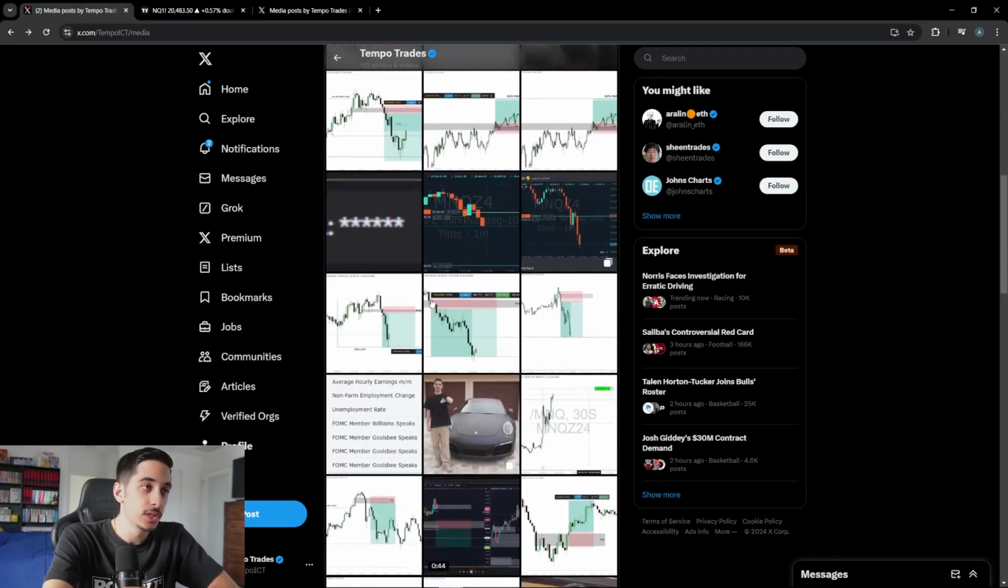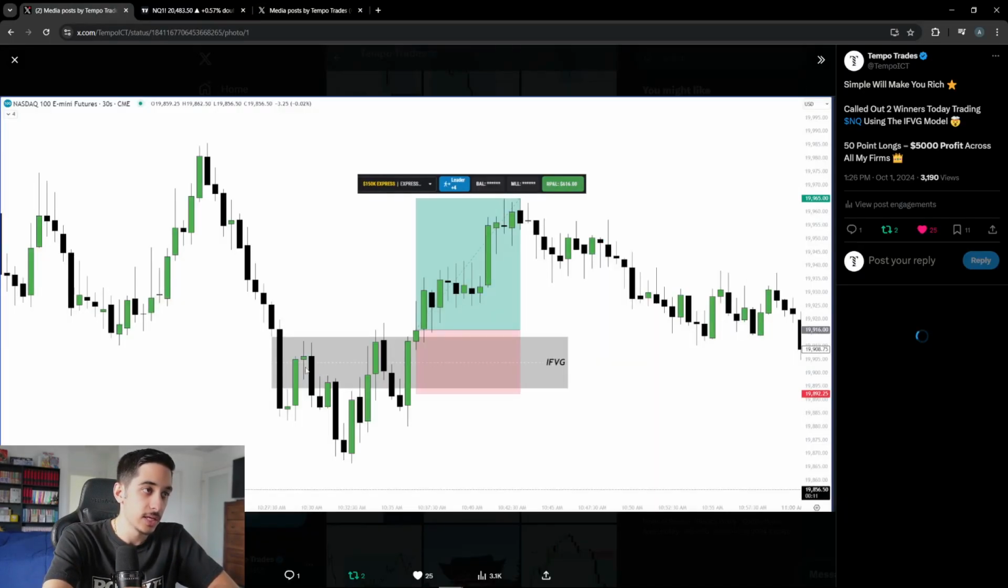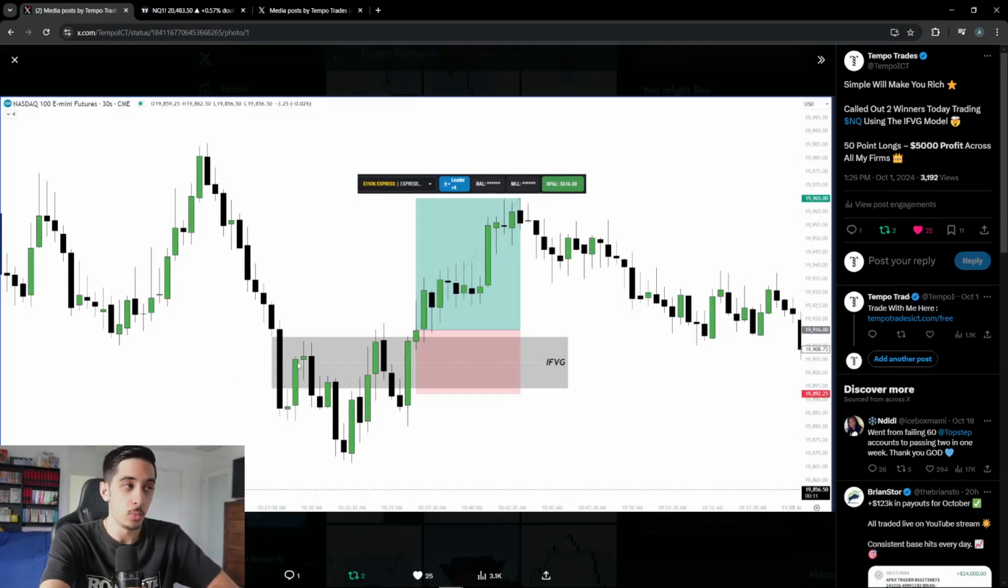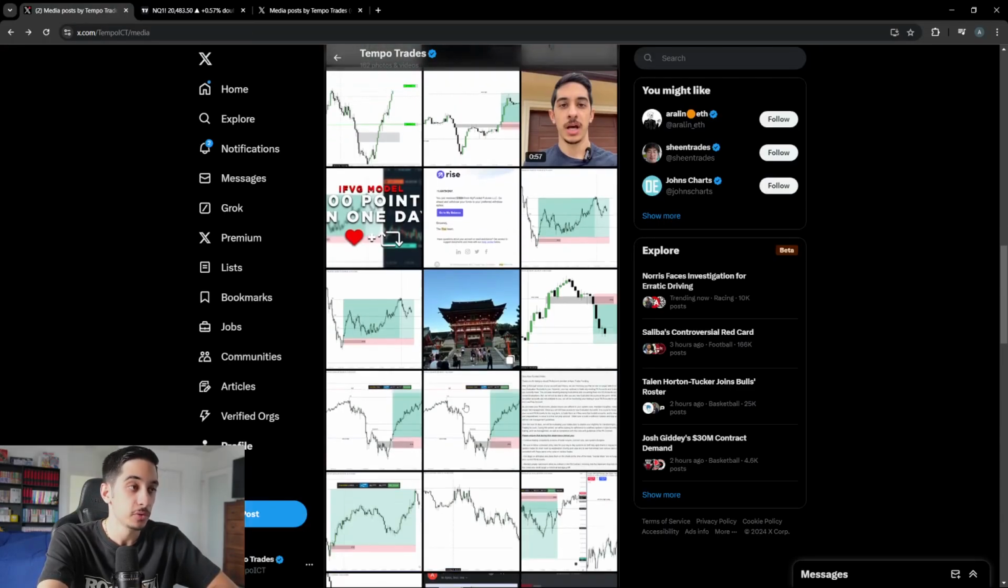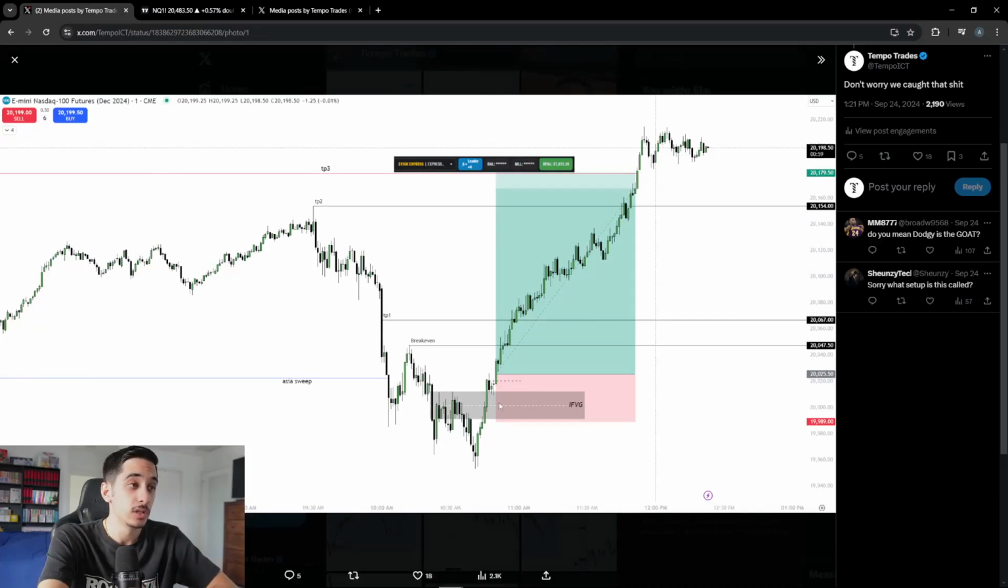You don't really want something like this. Even though this worked, you don't want something like this where price is kind of just accumulating. It's not really showing what it wants to do. It's kind of just waiting around. That's going to be way lower confidence and lead to a lot more losses.